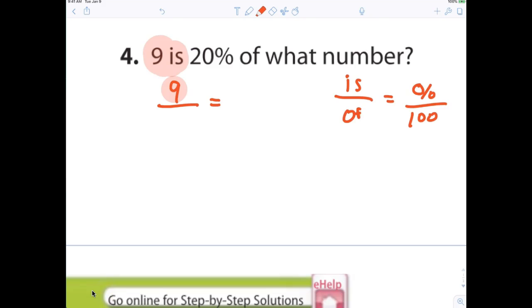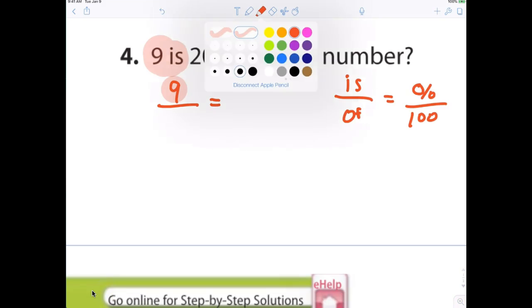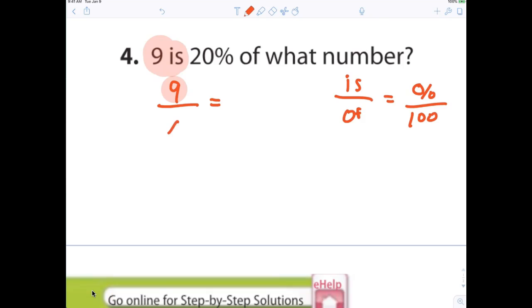That's correct. Now, the bottom is X. There you go. Thank you. Because we don't know. And then percent is 20. That is correct. So you cross multiply. 20x equals 900. Good. Leave it alone. So it's X over 45. X equals 45.